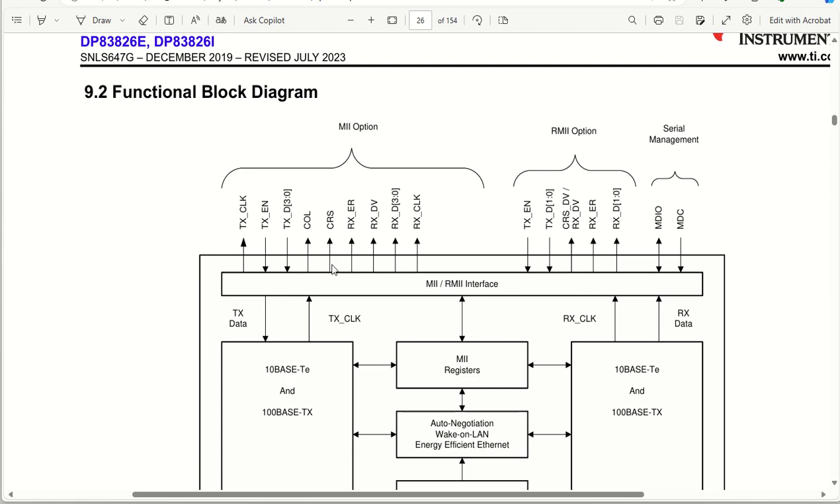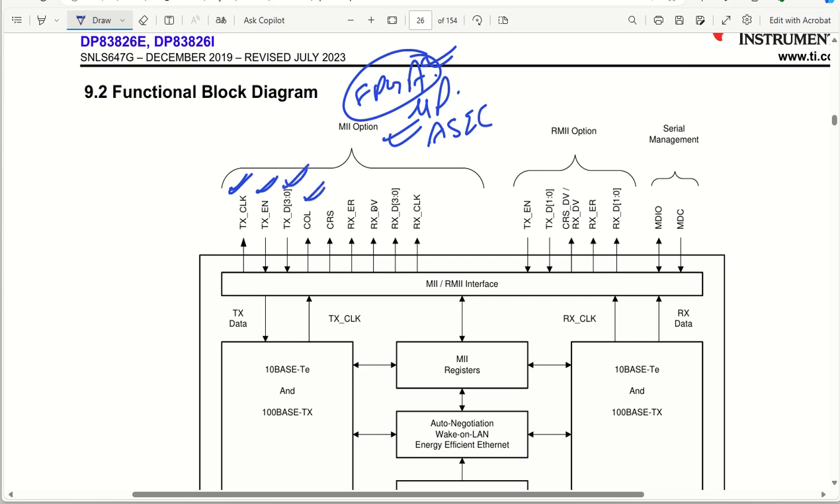So if you see here, I have opened it from the data sheet. This is the MII option. MII is going to get connected to, let's say, FPGA connections, or maybe microprocessor connection or ASIC connection, but our main focus is on FPGA, because we are utilizing Ethernet connection in my FPGA designs. So you can see we have transmit clock, transmit enable, then transmit data lines, then we have COL, that is the collision detect line, we have CRS, that is your carrier sense line. So all these things are there.